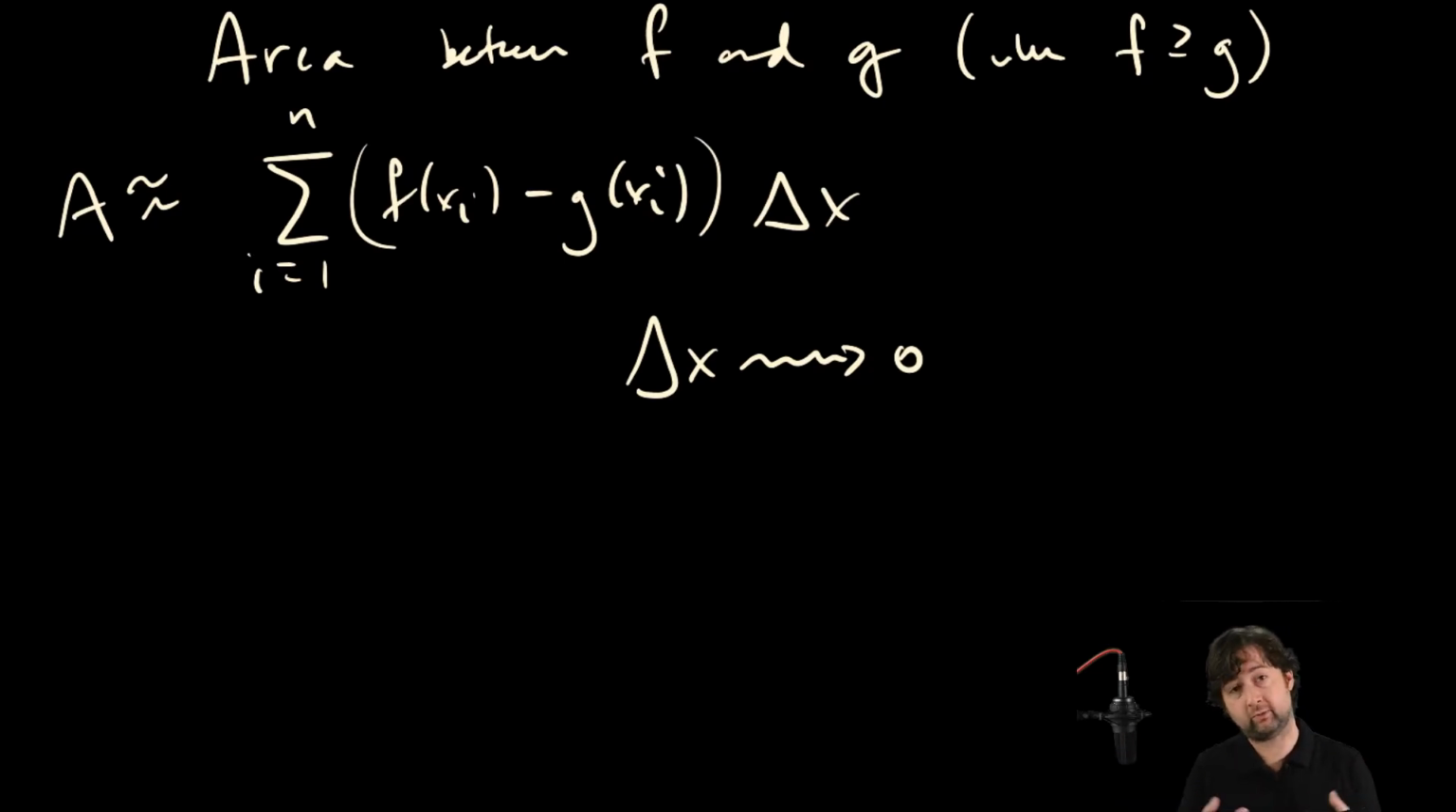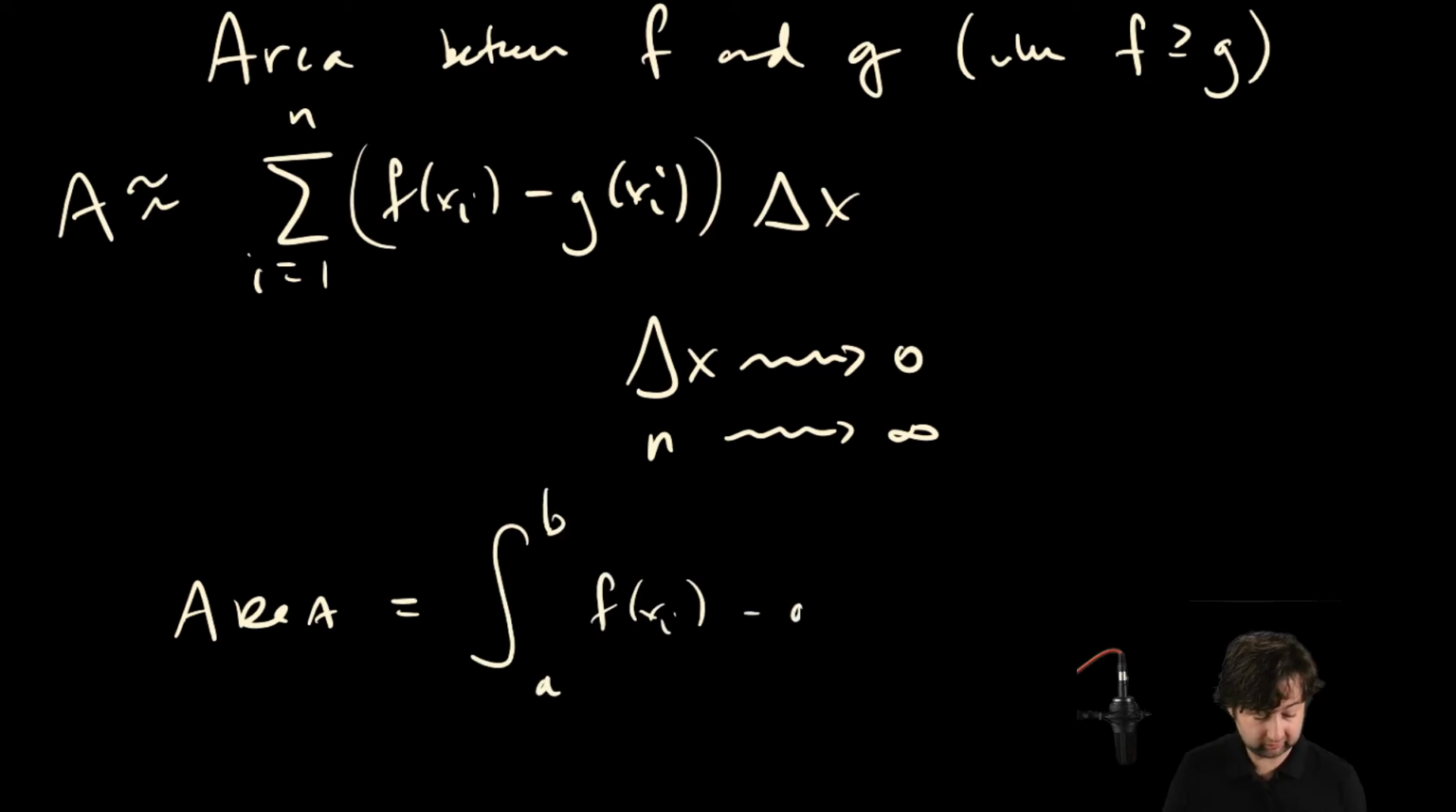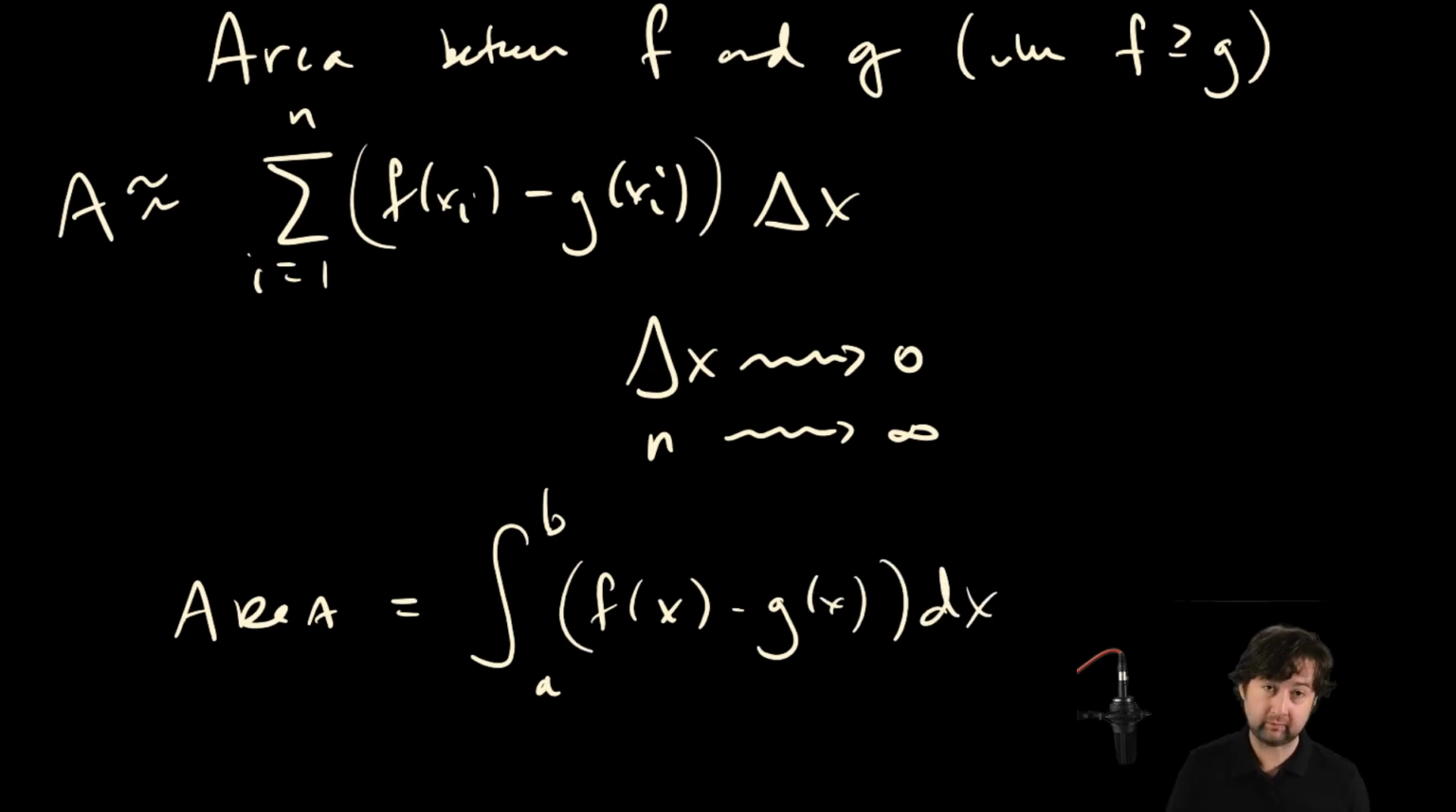The more rectangles we've got, the more accurate our approximation is. So at the same time, we're letting n go to infinity. Then we get the integral version of the formula, which says that the area is actually equal to the integral from a to b of f of x, not xi anymore, we took a limit, f of x minus g of x dx. And so this is the area formula.